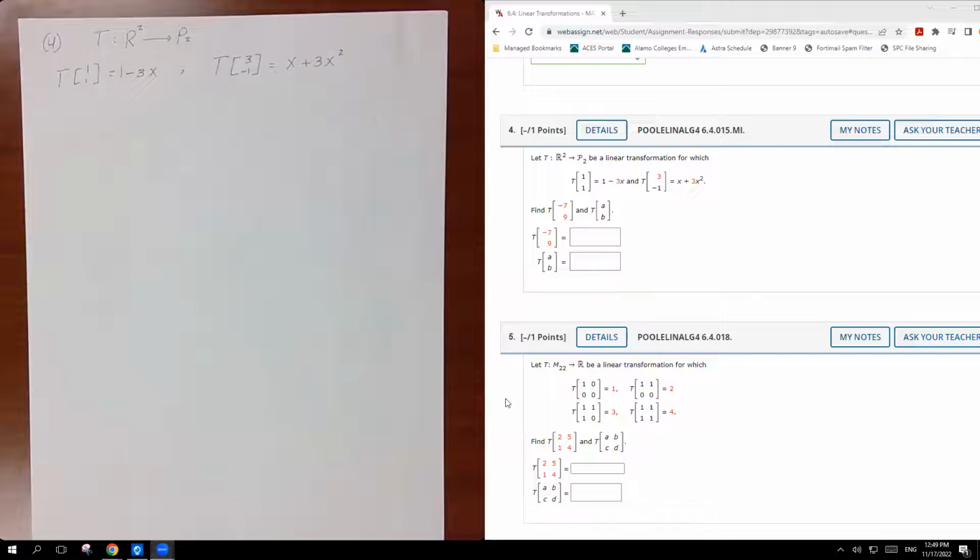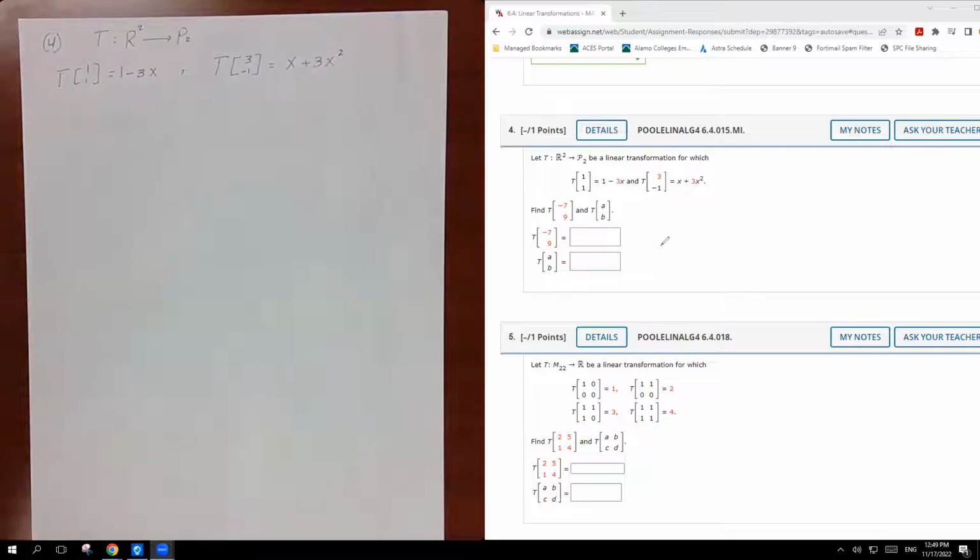So example 4, they're telling you let T be a linear transformation from R squared to P with the degree 2, for T of (1, 1) equals 1 minus 3x, and the transformation of (3, negative 1) equals x plus 3x squared. So let's check how we're going to solve this one, because they ask you to find the transformation of (negative 7, 9) and the transformation of (a, b).